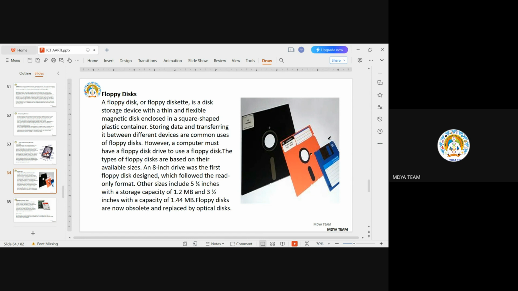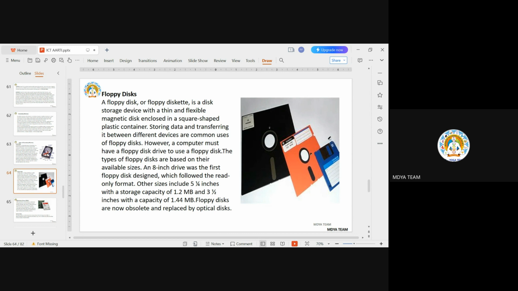The types of floppy disks are based on their available sizes. Different sizes come in the floppy disk. An 8-inch drive was the first floppy disk design. The size of the first floppy disk drive is 8-inch, which followed the read-only format. So we can only read the data, can't write on it. Other sizes include 5.25 inches with a storage capacity of 1.2 MB, 3.5 inches. No need to learn this much. You have to remember the first floppy disk design, 8-inch.